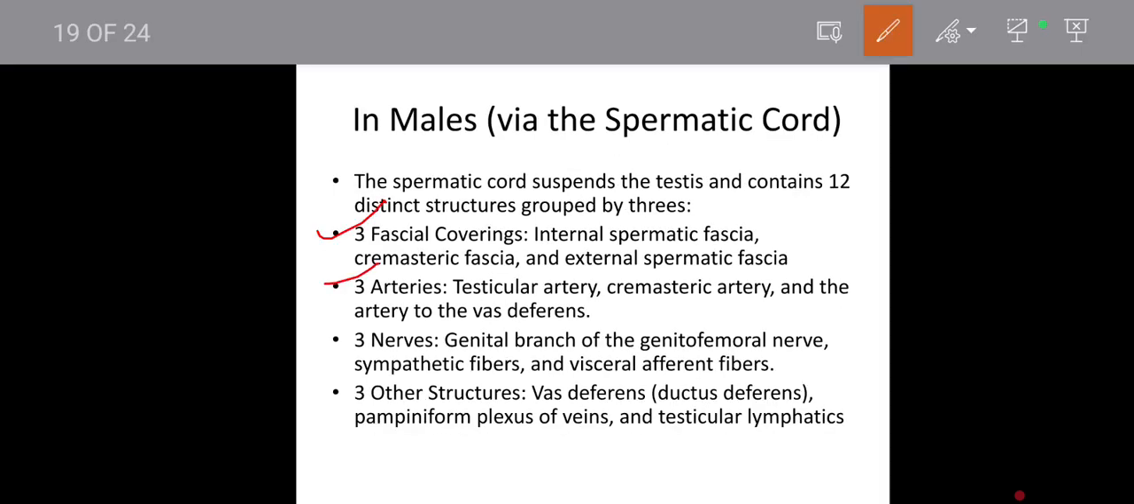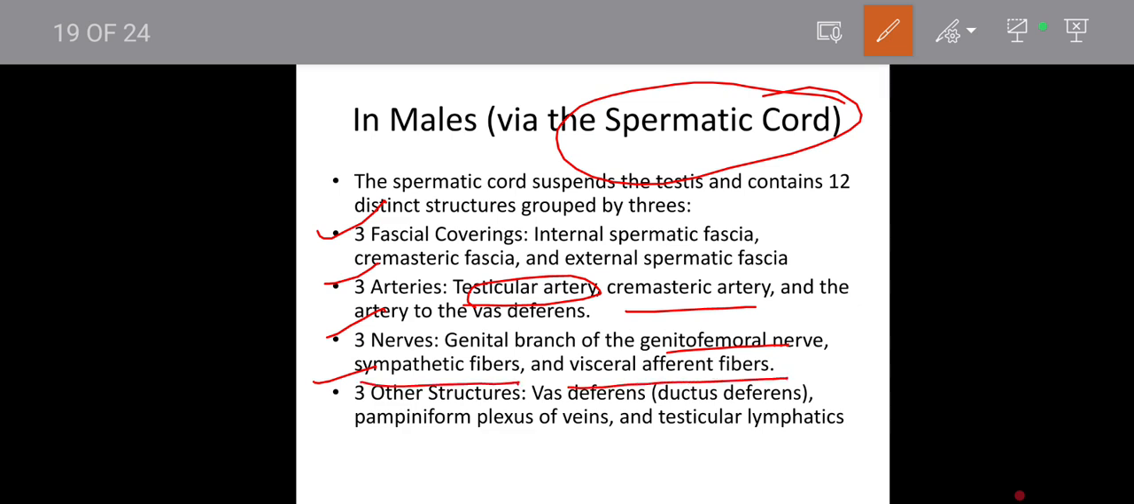then three arteries, three nerves, three other structures present in the spermatic cord. So fascial coverings are internal spermatic fascia, cremasteric fascia, external spermatic fascia. Then arteries: testicular artery, cremasteric artery and the artery of the vas deferens. Then genitofemoral nerve, sympathetic nerve, visceral afferent fiber. Then other structures: vas deferens, pampiniform plexus of vein and testicular lymphatics.